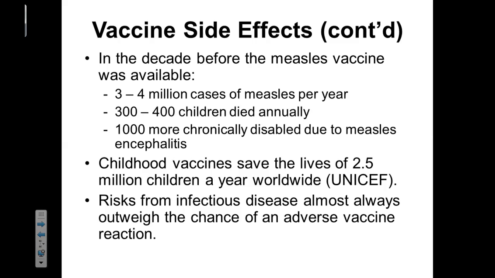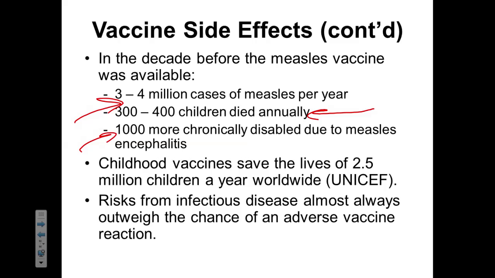Before the measles vaccine was made available, millions of people got measles every year in the United States, and hundreds of people died from measles every year in the United States, and over 1,000 people every year were permanently disabled from measles in the United States. Our childhood vaccines that we've developed as a society have saved approximately 2.5 million children every year worldwide from an early death.